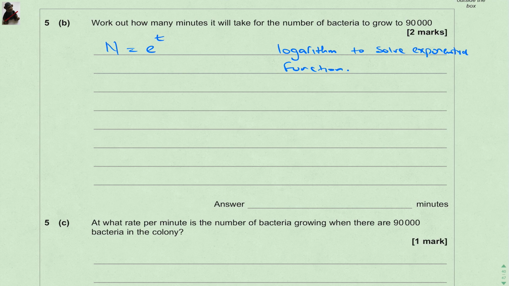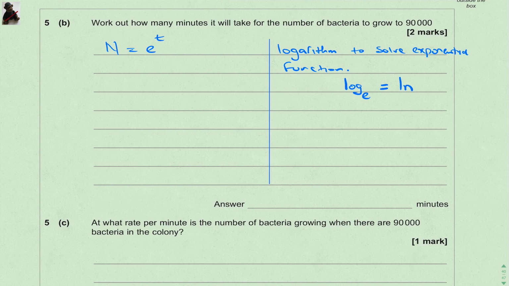The word solve means make x the subject, or make t the subject. So in order to make t the subject, we use logarithm. In this case, we need to take log of base e because we're dealing with an exponential function with base e. So we need to take log of base e, which is sometimes written as natural log. Log of base e is natural log, n for natural, l for log. So let me just draw a line here so we can separate what we're doing.